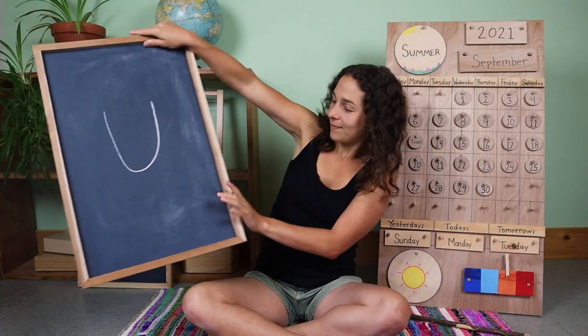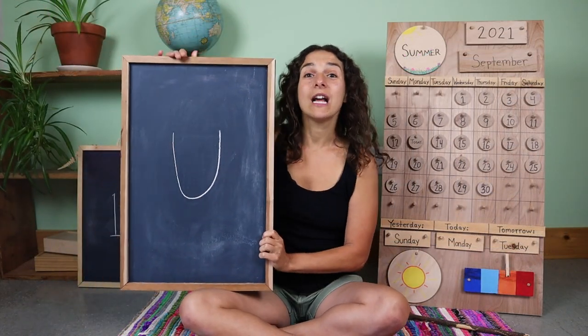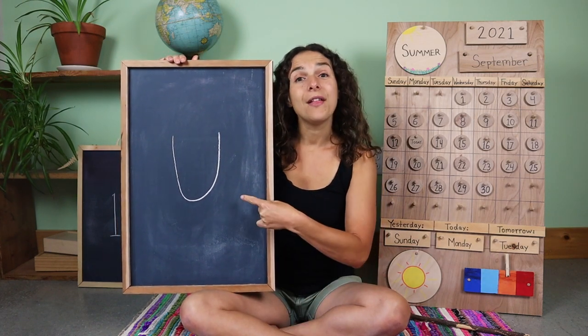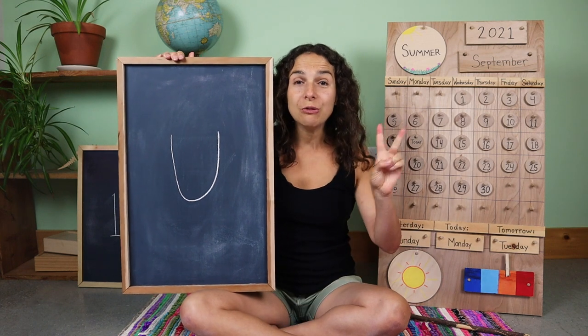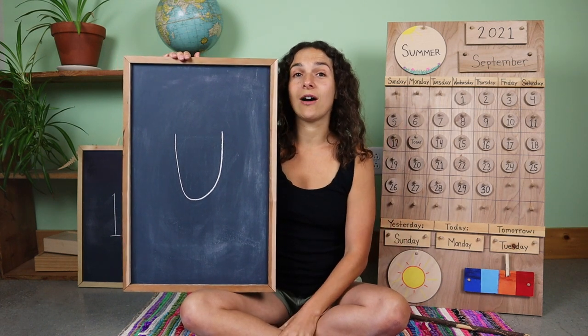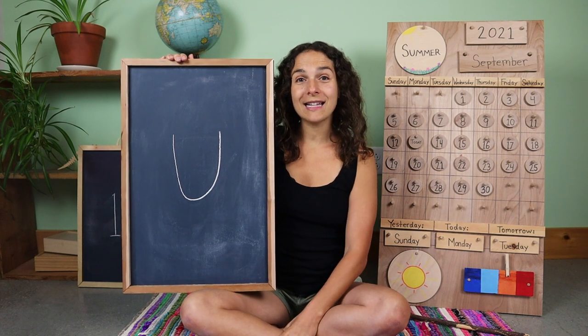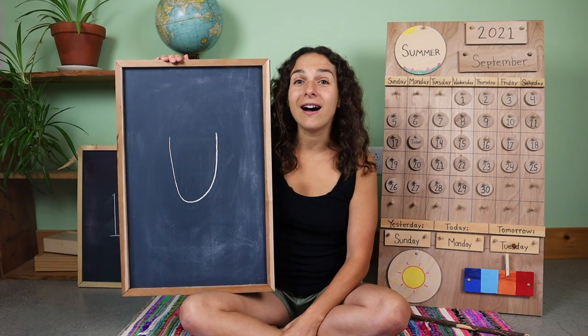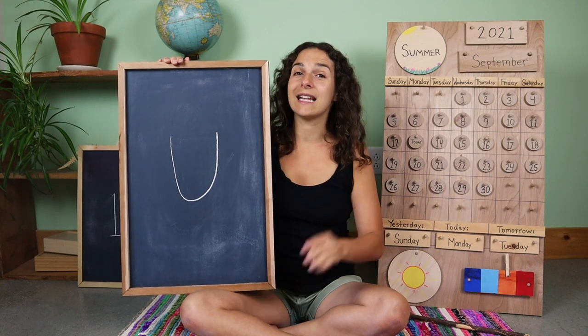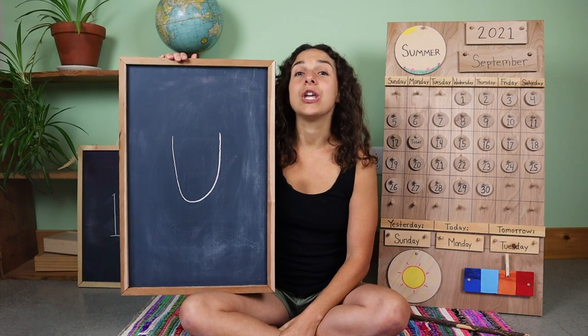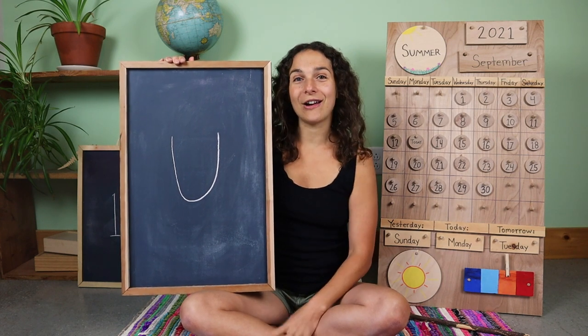Now let's move on to the letter, the number, and the sign of the week. Today is Monday, so we have a new uppercase letter to learn. This capital letter makes two sounds. The first sound is like this. Can you say that sound? And the second sound is a long sound that goes like this, U. Can you make the long sound for me?